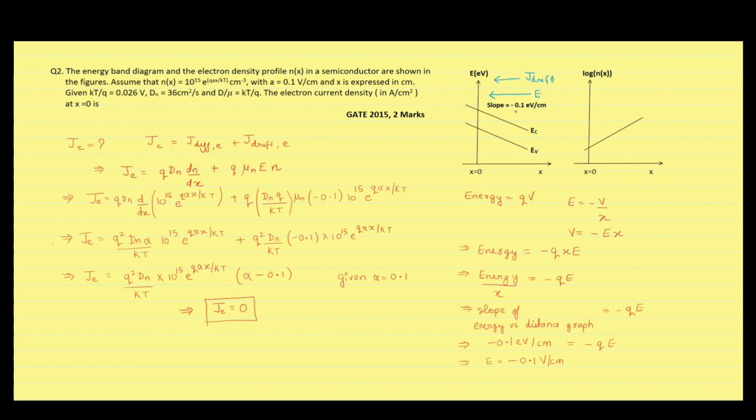Now if you see in the second graph, since the concentration of free electrons is greater on the right side, free electrons will move from right to left. And you also know that the current density is opposite to the direction of free electron flow. Therefore, diffusion current density due to free electrons will be from left to right. So, you can see that drift current and diffusion current are actually flowing in opposite directions.